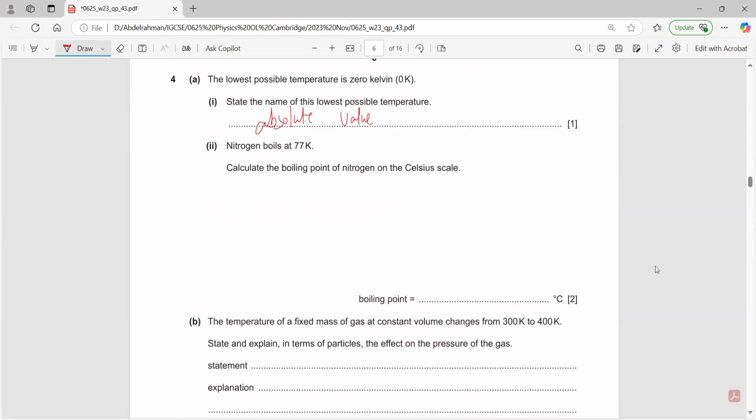Nitrogen boils at 77 Kelvin. Calculate the boiling point in Celsius scale. So if it's Kelvin, can I convert it to Celsius scale? Yes, Celsius would be equal to Kelvin minus 273, basically 77 minus 273 would be negative 196. Negative 196 degrees Celsius.